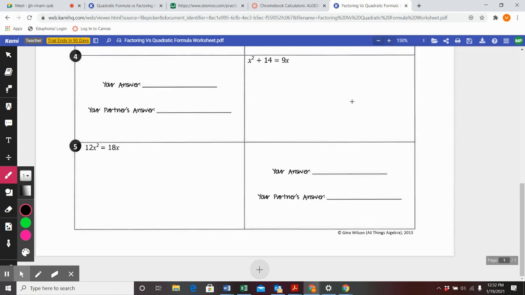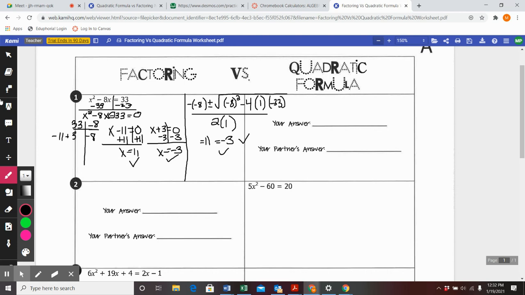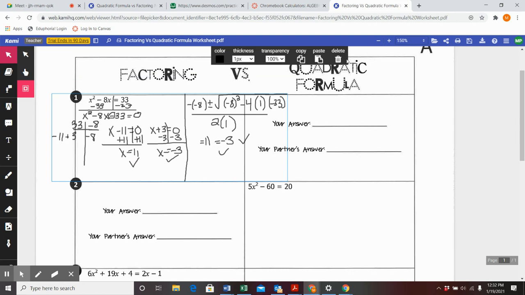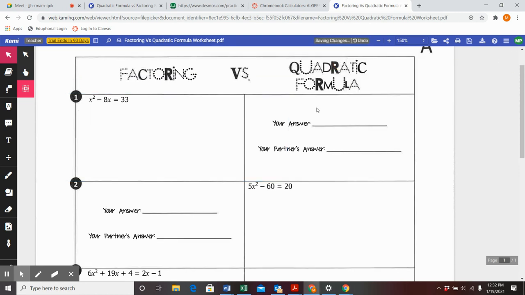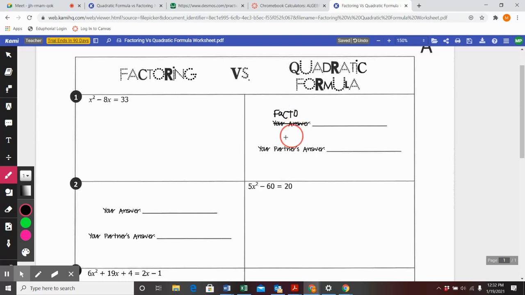Okay, so I'm going to help you with number 1. And then I'm going to show you how to do this worksheet, because I know it says you're doing it in partners, but in reality, you're doing it, because the first answer is going to be you factoring it. And then you're going to check it with your quad formula. Okay, so you're going to split your box up. One side you're going to factor, and one side you're going to quad formula. Okay, so it's going to be really easy. Y'all have plenty of time to get this done.